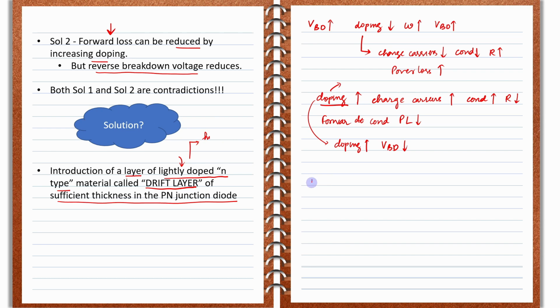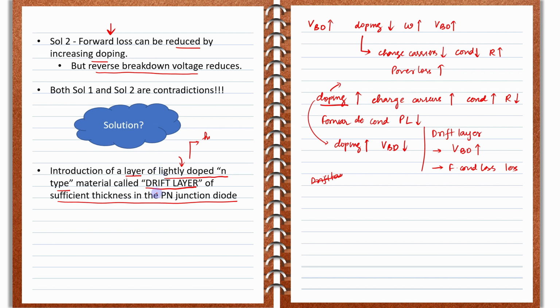So I'll write it here, because there is a photo which is going to come below. So the introduction of the drift layer, what will it guarantee? VBD will go high, that is the reverse breakdown voltage capability will go high, and the forward conduction loss also will be very less. So that is the basic idea of introducing a third layer in the PN junction diode.